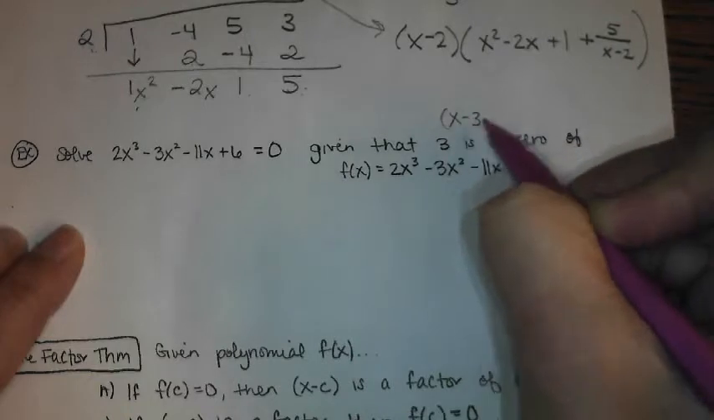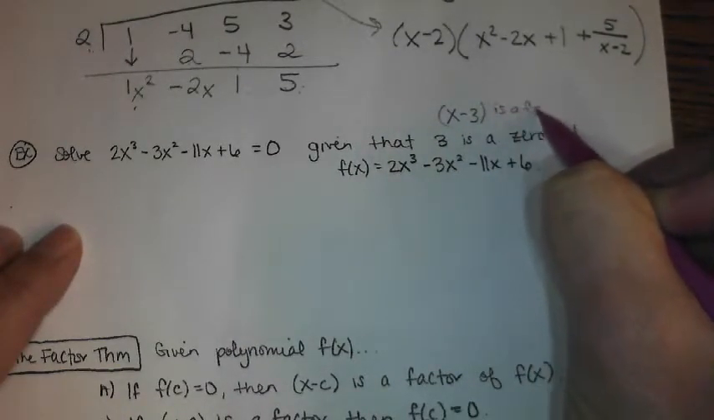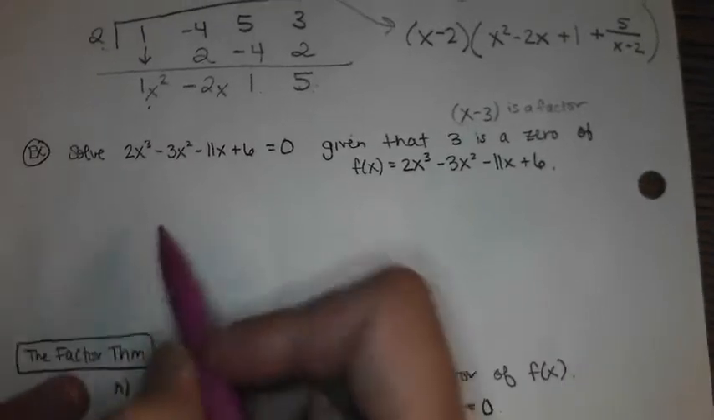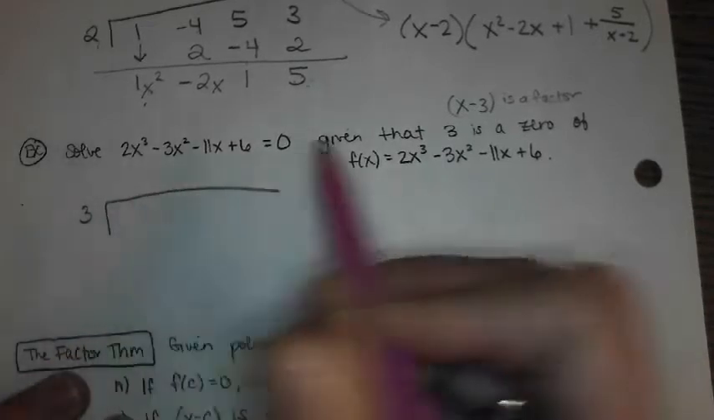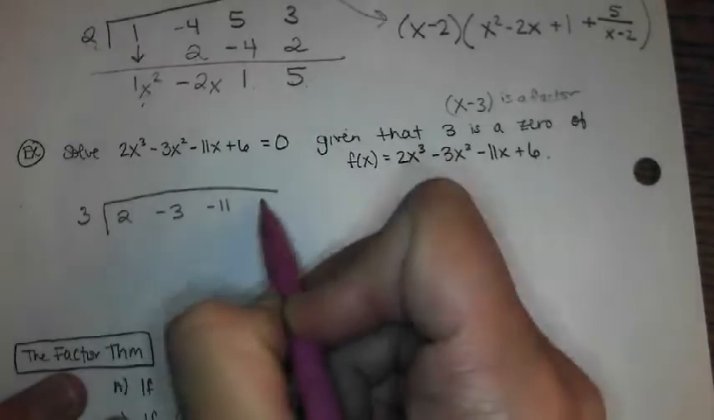X minus 3, okay? So they're telling you that this x minus 3 is a factor by telling you that 3 is a 0. So if you know it's a factor, divide it out. We're going to divide it out using synthetic division. So we'll put our root there of 3. And we set this up 2, negative 3, negative 11, 6.